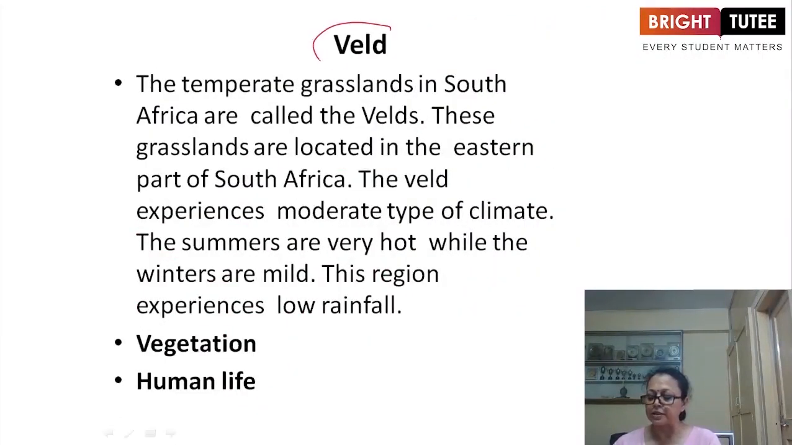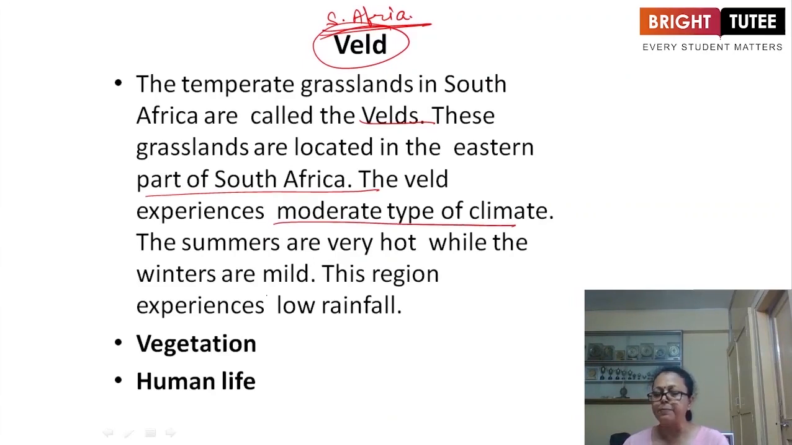Next, we are coming to discuss the veld. This is in South Africa. Grasslands in South Africa are known as velds. The temperate grasslands in South Africa are called the velds. These grasslands are located in the eastern part of South Africa, and the veld experiences a moderate type of climate, just like the prairie.